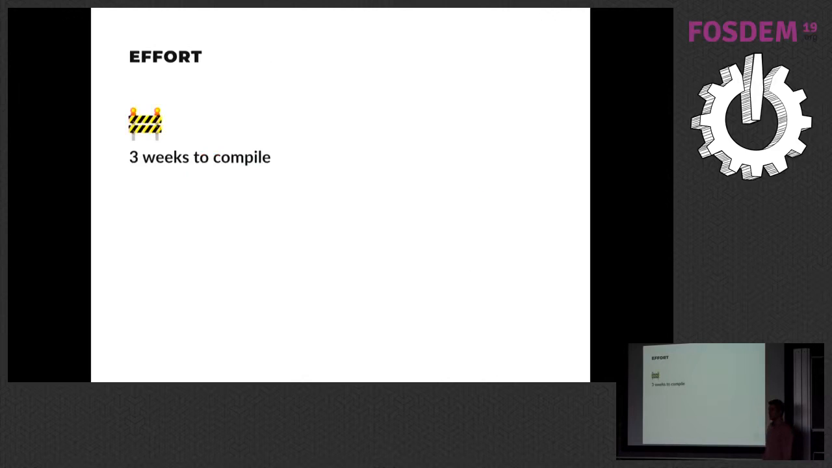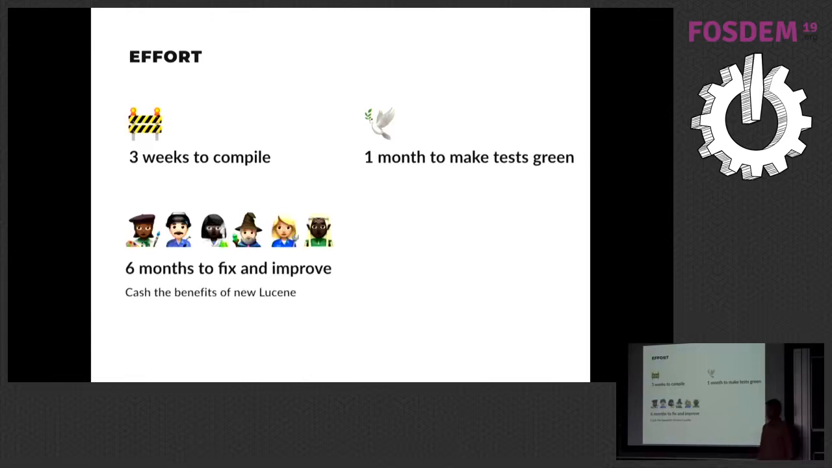Effort-wise, it took 2 developers 3 weeks just to make the code compile with the new Lucene, then another month to make unit and functional tests green, and then the whole team jumped in, and we spent 6 months. This is not just to make it work. We took the momentum that we had, and we decided to use as much as we could from Lucene to make search and indexing in Jira better. So we wanted to catch the benefits of what the new Lucene gave us.